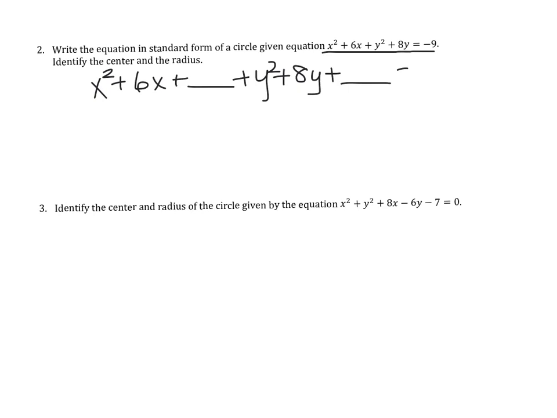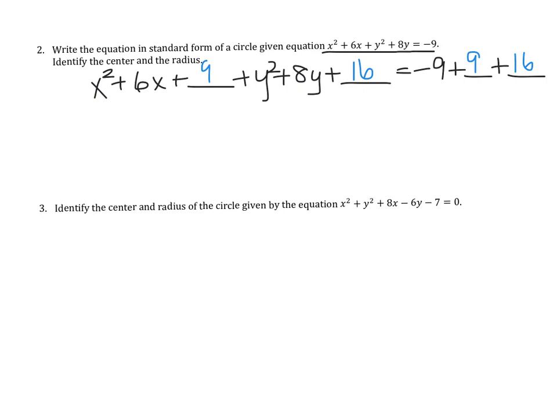And then you have negative 9, which was already there, and then I have to add those 2 terms again to the right-hand side of the equation. So if I complete the square with the x terms, half of 6 is 3, and 3 squared is 9. If I complete the square for the y terms, half of 8 is 4, and 4 squared is 16. And then you add those 2 terms to the other side of the equation in order to keep it true.